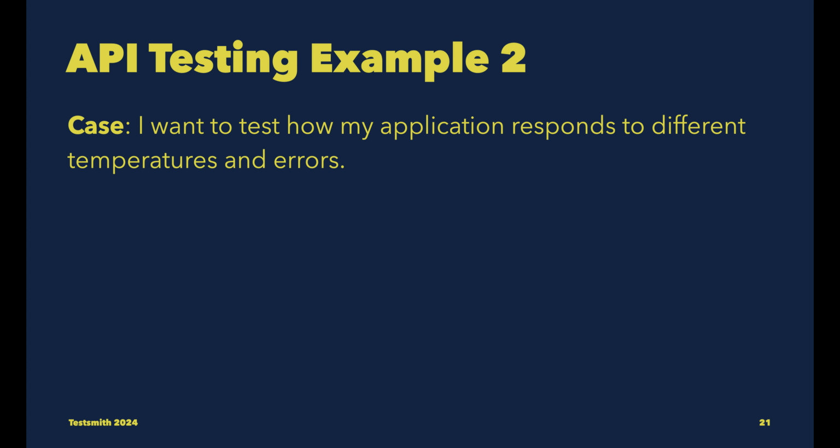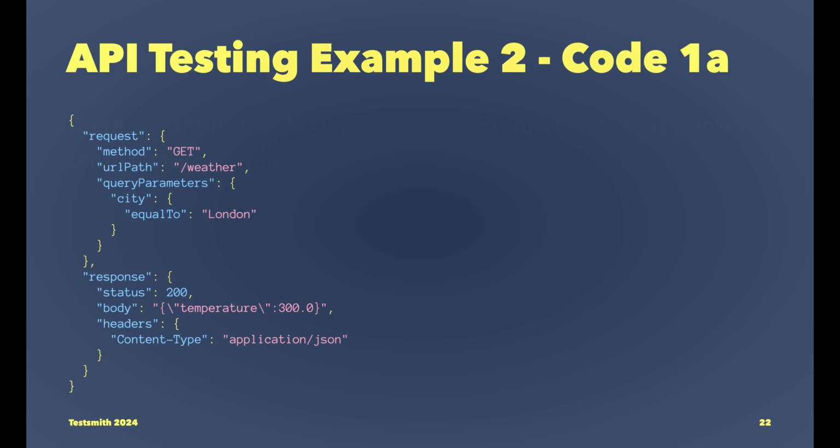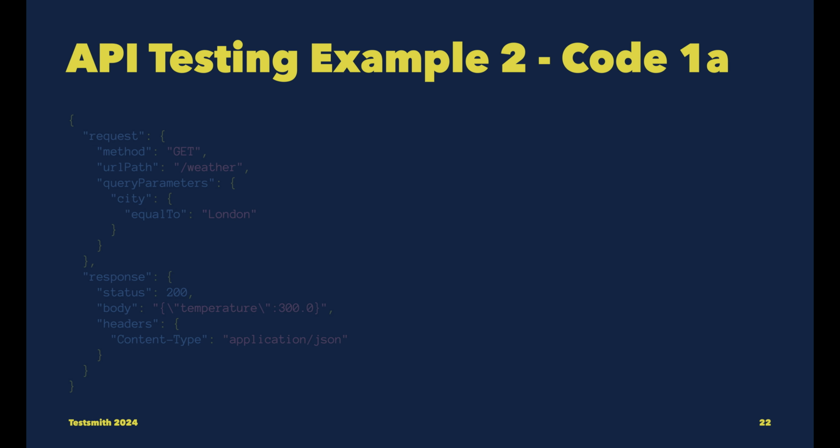The next case is to test how the application responds to different temperatures and errors. These lines define the query parameters for the HTTP request. The city parameter must be equal to London. This setup is part of the request configuration, specifying that the endpoint should only match requests where the city query parameter is exactly London.